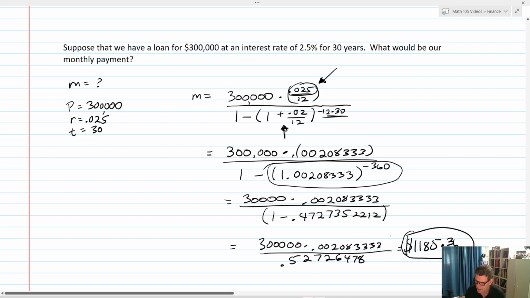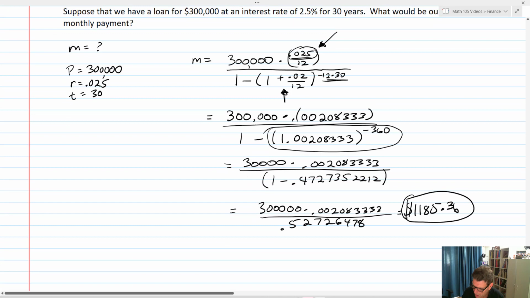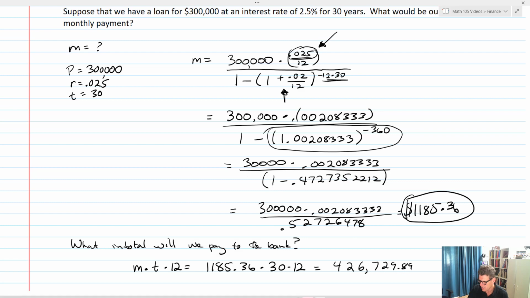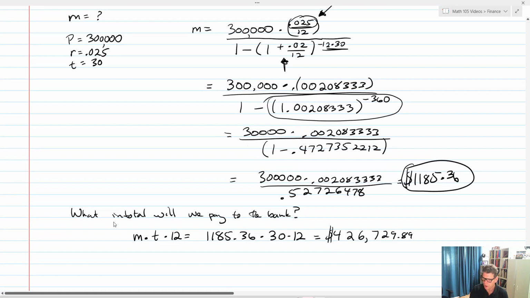So for a $300,000 loan at 2.5% for 30 years, my monthly payment will end up being $1,185.36. Well, question, what in total will we pay to the bank? So this is a really important question. Now remember, what we pay in total to the bank is going to be our monthly payment times the time times 12. So this gives me $1,185.36 times 30 times 12. So when I do that, I'm going to end up paying $426,729.89 when I round. So that's the total paid to the bank.